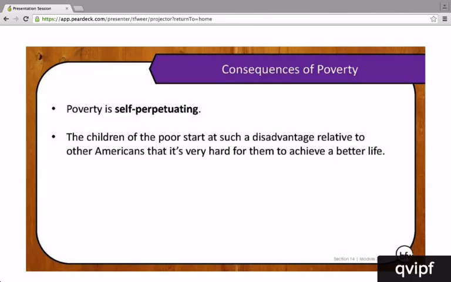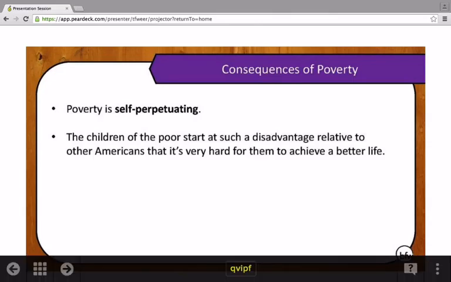And so they end up staying in poverty with a poor job, lower levels of education, and poverty continues for them. And that has become a real problem in our country, the self-perpetuating nature of poverty.